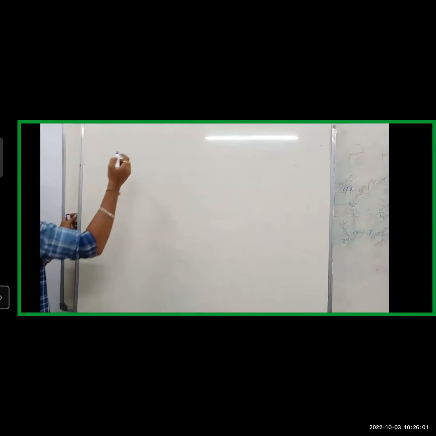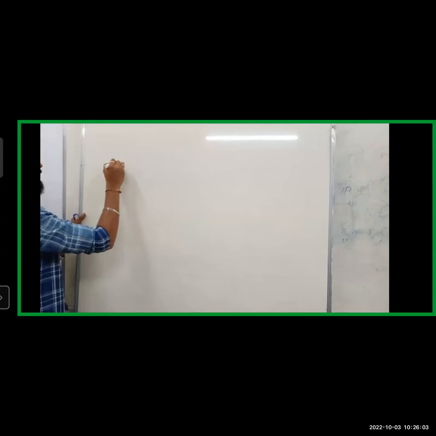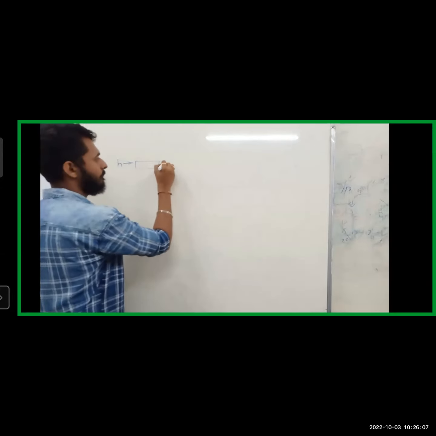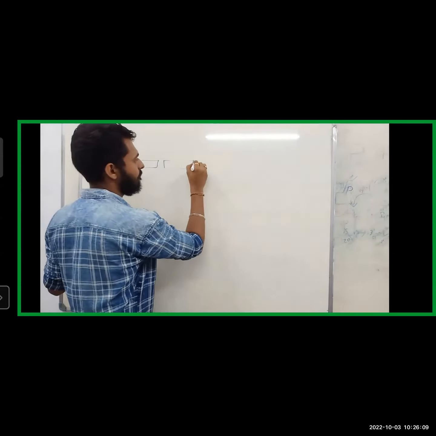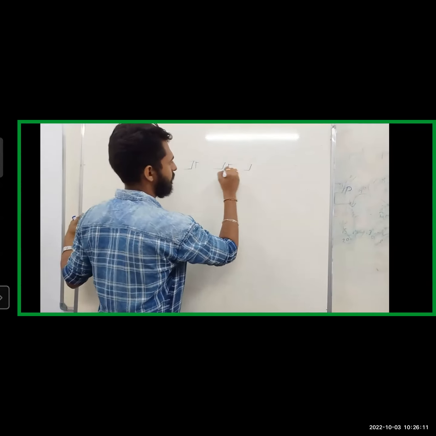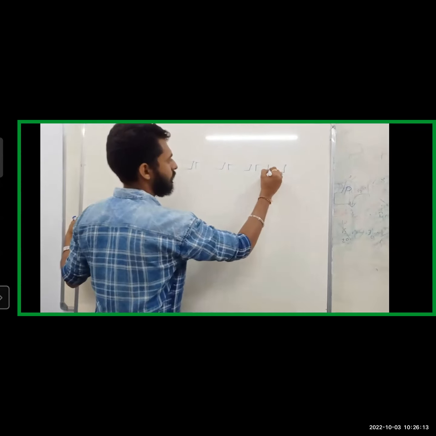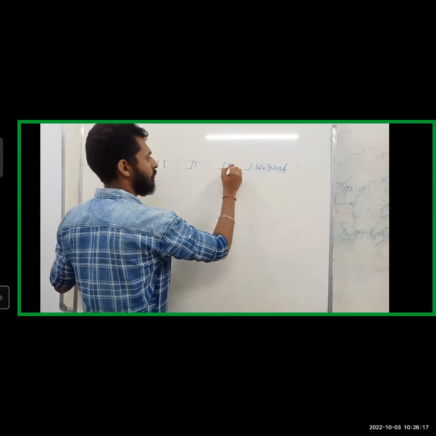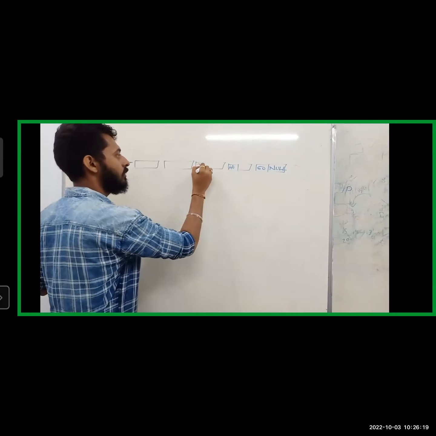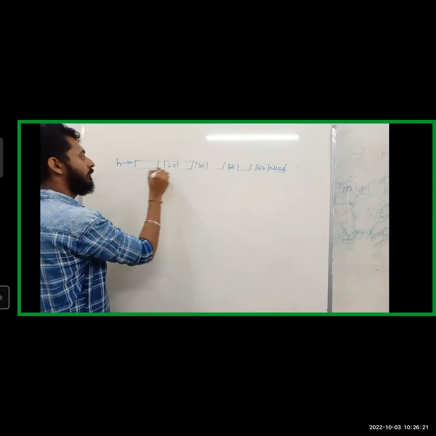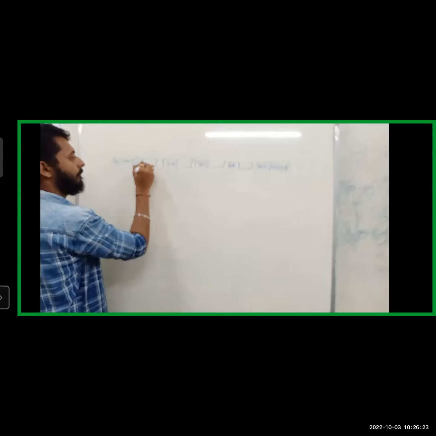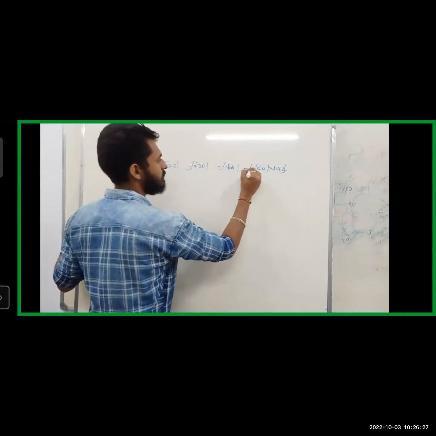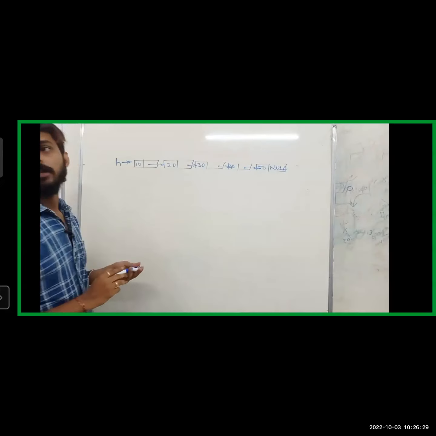Now assume that this is your linked list. How will it look? This is your head, first node, second node, third node, fourth node, fifth node. This will be pointing to 50, 40, 30, 20, 10. This much is already done.